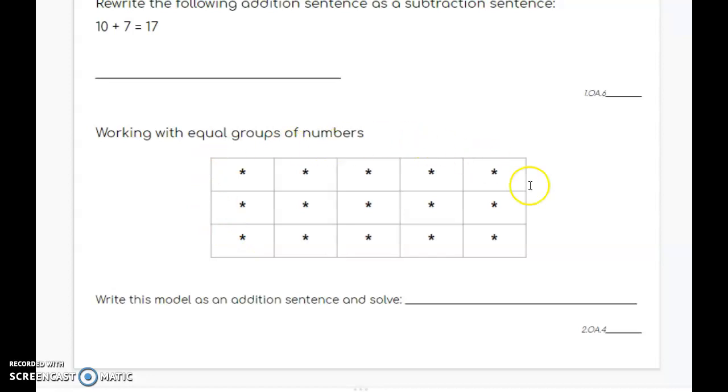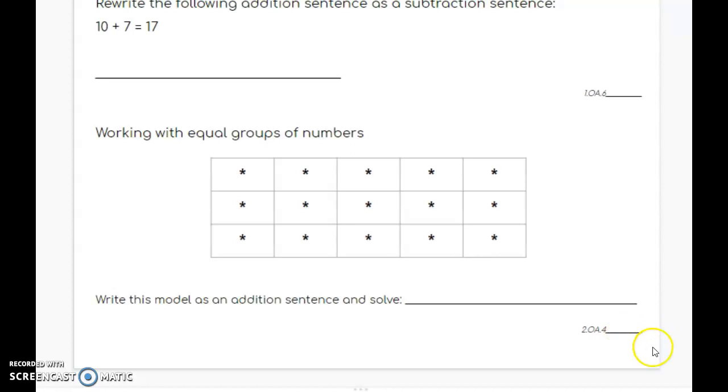So what you're going to do is you're going to show me what addition sentence I would make using this array, and then actually solve that addition sentence. If you don't know what I'm talking about, you may skip this section. But if you have been working with arrays this week, then you need to try to make an addition sentence using the array that you see and solve to give me the answer for this array.